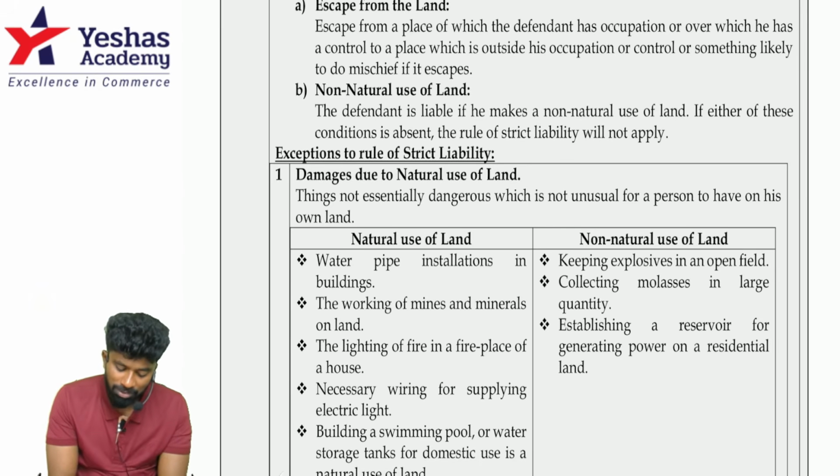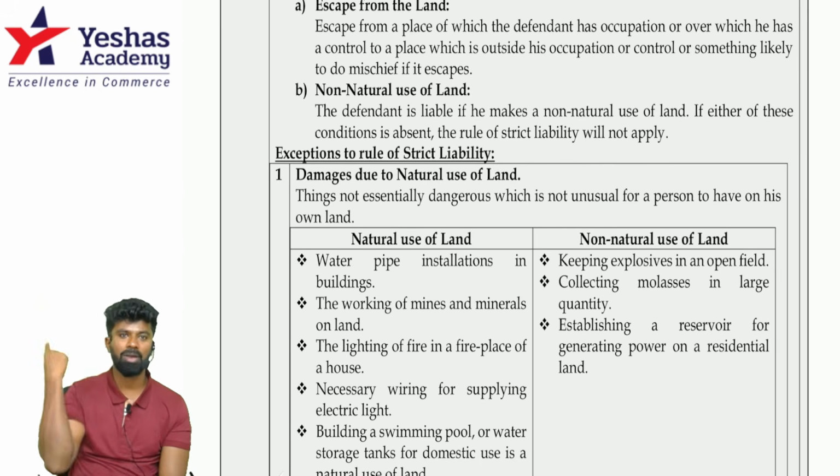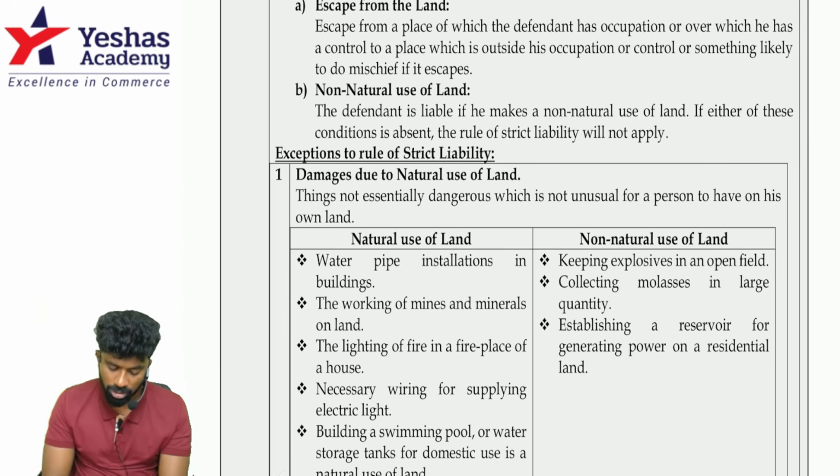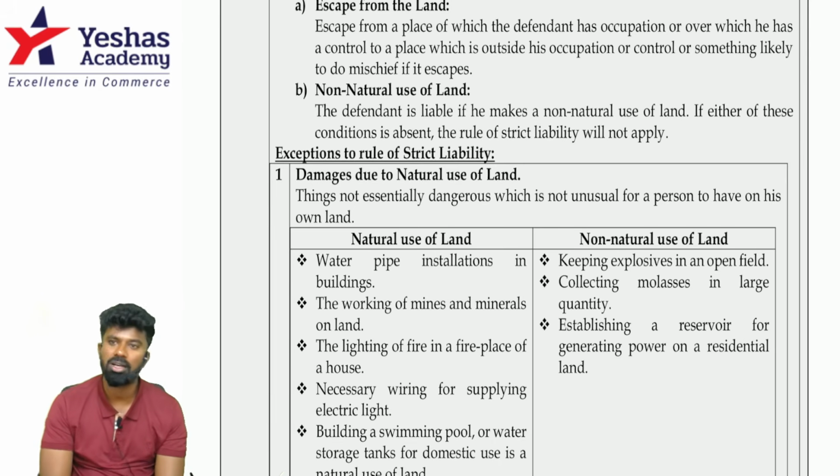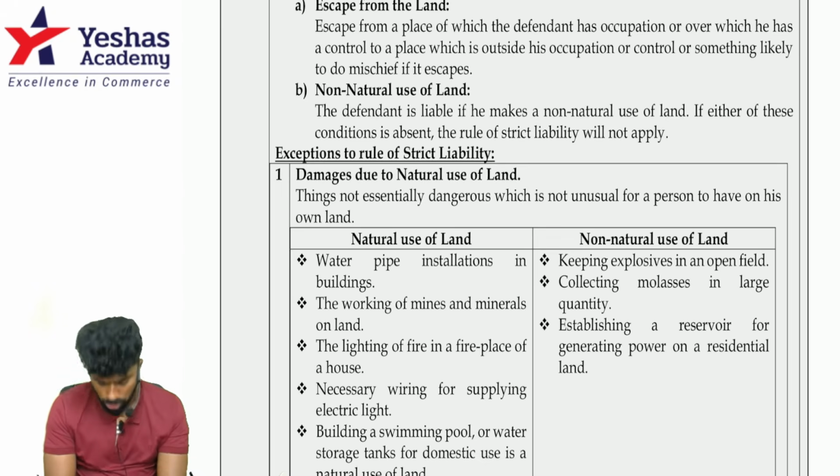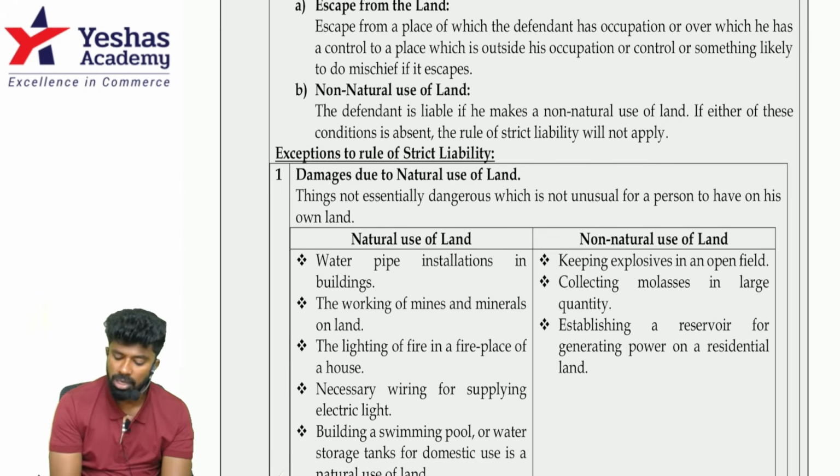Next one. Necessary wiring for supplying electricity and light. Wiring, natural use of land. Building a swimming pool or water storage tanks for domestic uses. What use of land? Natural use of land. Keeping explosives in an open field, non-natural. Collecting molasses in a large quantity.